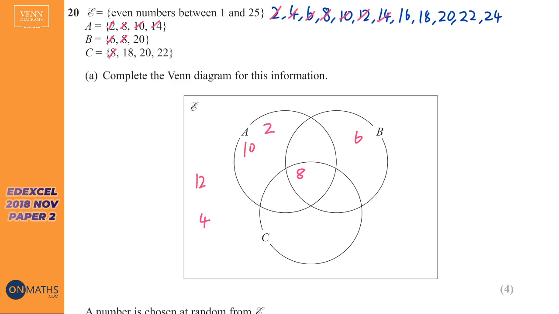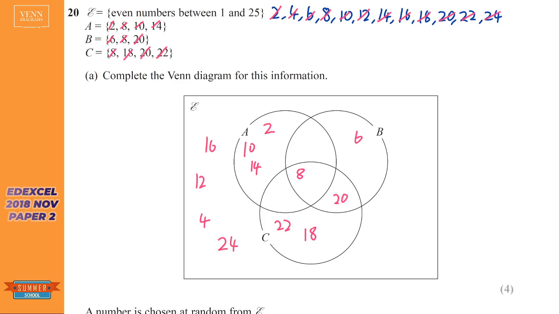The 14 is in A. The 16 isn't in any of them. 18 is in C. 20 is in B and C. So B and C, so there's a 20 there. 22 is just in C. And 24 isn't in any of them.